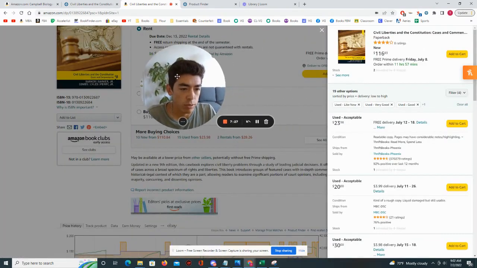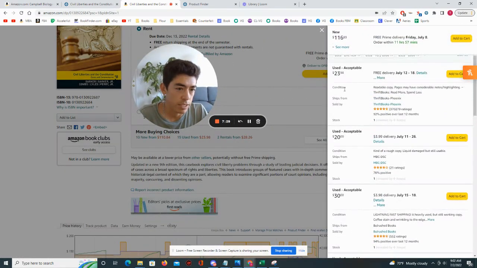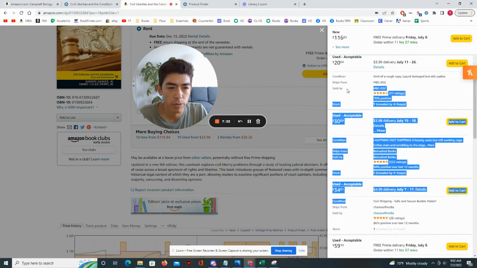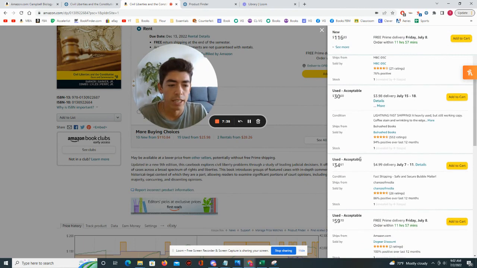So let's take a look at the used offers. Again, you have, let's see, 23, 20, 30, 34, then we go up to 59. So we have 3 people that are in a repricing war here. They're all acceptable copies. I tend to not want to buy acceptable copies unless you have someone who has really high feedback, like 98, 99, 100%, because generally they'll under promise the condition of the book.